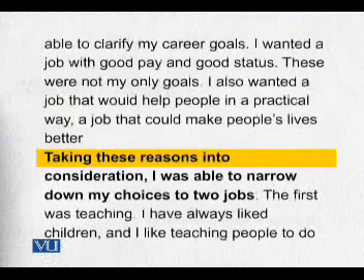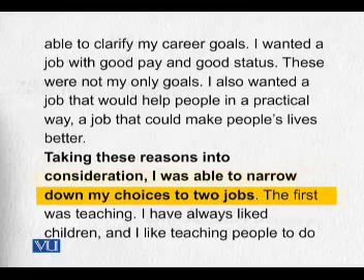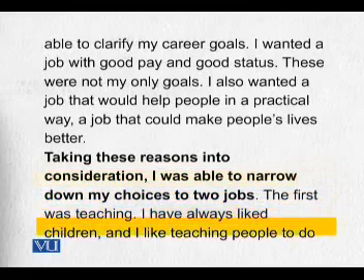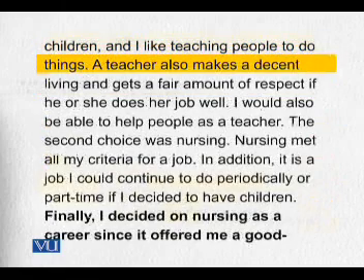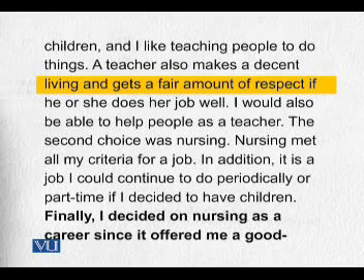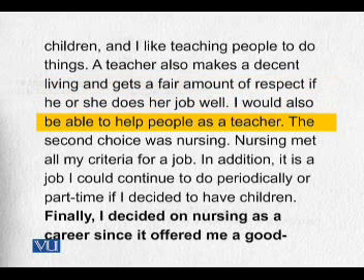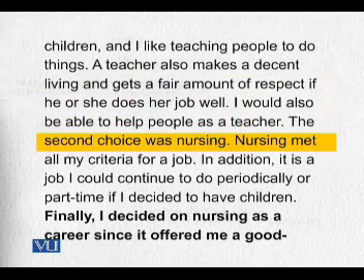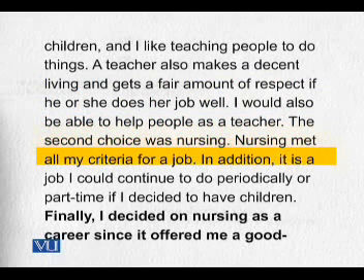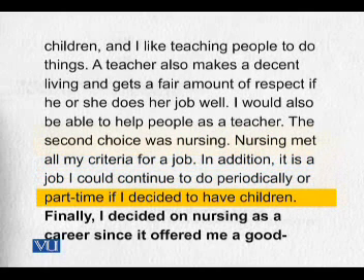Now, take a look at the third paragraph. Taking these reasons into consideration, I was able to narrow down my choice to 2 jobs. The first was teaching. I have always liked children, and I like teaching people to do things. A teacher also makes a decent living and gets a fair amount of respect if he or she does her job well. I would also be able to help people as a teacher. The second choice was nursing. Nursing met all my criteria for a job. In addition, it is a job I could continue to do periodically or part-time if I decided to have children.